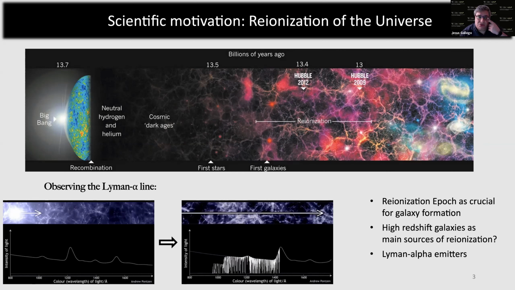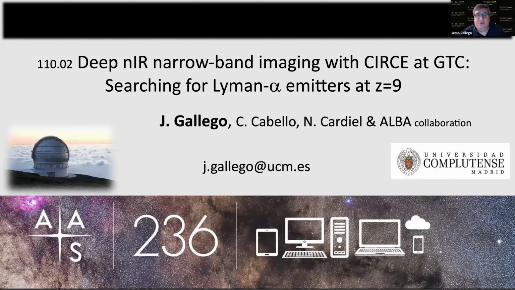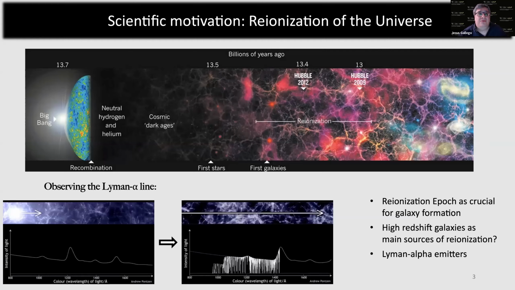Perhaps the easiest way to select these high redshift galaxies is because they show the Lyman alpha line in emission. In the case of having Lyman alpha in emission, the only thing that has to be done is to detect the emission line, rule out the interlopers, and once the redshift is well measured, you can start analyzing your galaxy. Sorry, I'm going backwards. I'm moving forward.